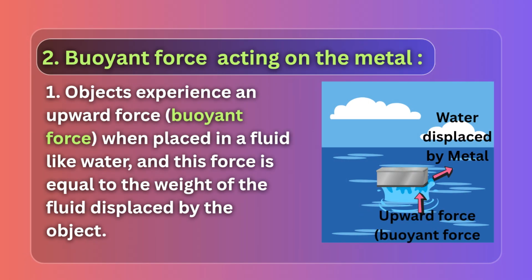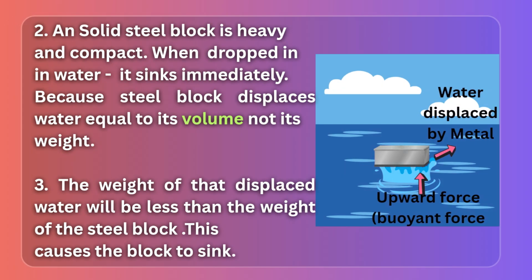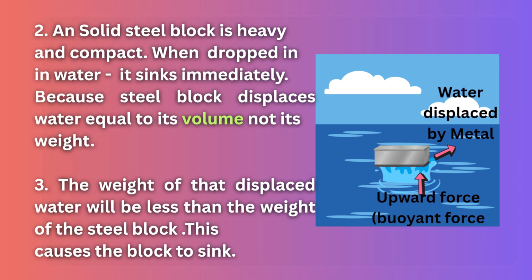Buoyant force acting on the metal. Objects experience an upward force, the buoyant force, when placed in a fluid like water, and this force is equal to the weight of the fluid displaced by the object. A solid steel block is heavy and compact. When dropped in water, it sinks immediately because the steel block displaces water equal to its volume, not its weight. The weight of the displaced water will be less than the weight of the steel block. This causes the block to sink.